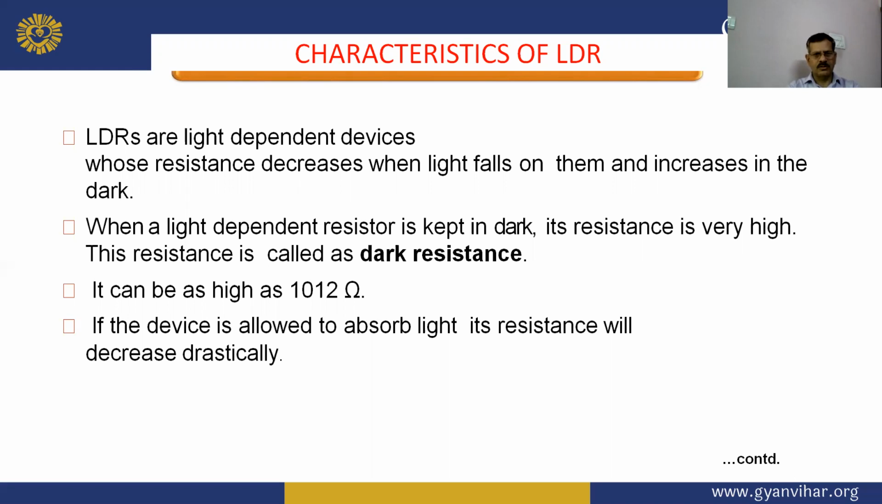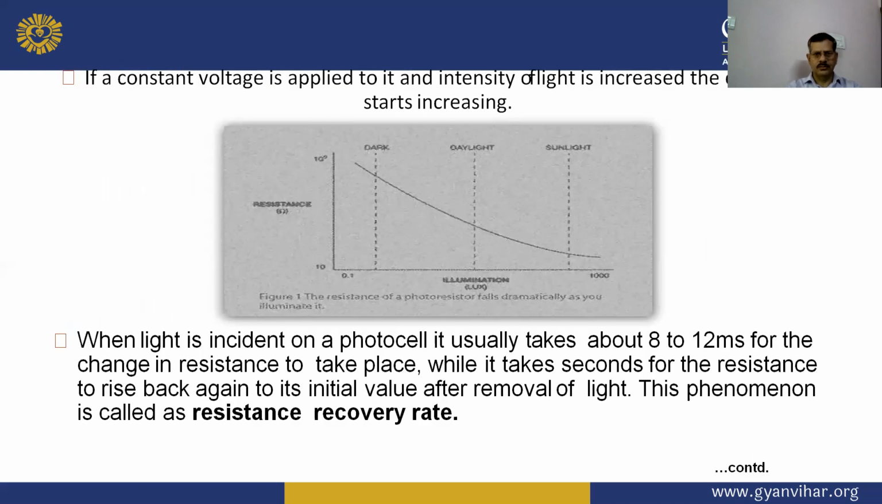10^12 ohms approximately. If the device is allowed to absorb light, its resistance will decrease drastically, because the resistance depends on the intensity of light that is absorbed by the LDR. So this diagram shows the characteristics of LDR between resistance versus intensity. If a constant voltage is applied to it and the intensity of light is increased, the current starts increasing.